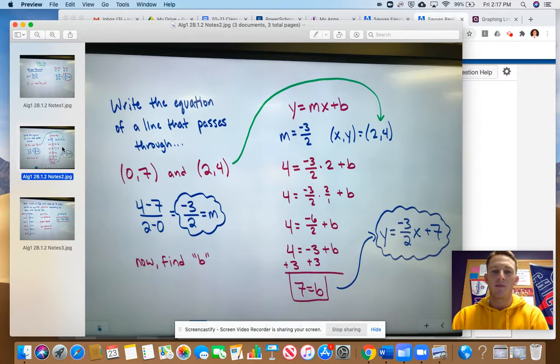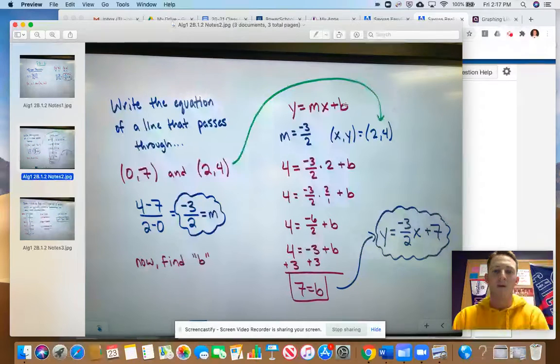Now we're going to do the same thing here. We're going to take these 2 points, and we're going to find the slope, just like we just did. So y2 minus y1 over x2 minus x1, we get -3 over 2. That's our slope. But now we want to write the equation of the line that passes through these 2 points. So we already found our slope, right? But now we have to find b to write our equation, because our equation is y equals mx plus b. Right here, y equals mx plus b. We just found the m. We need to find b.